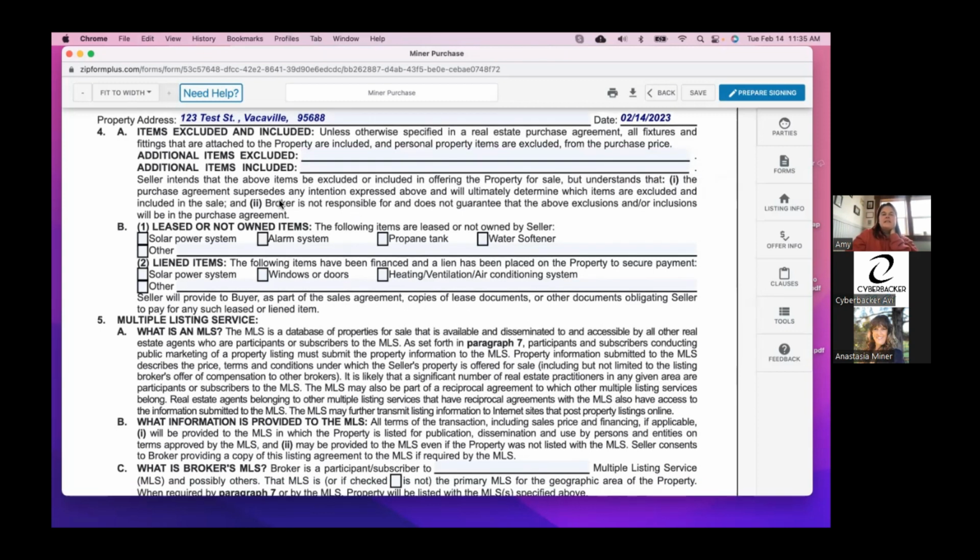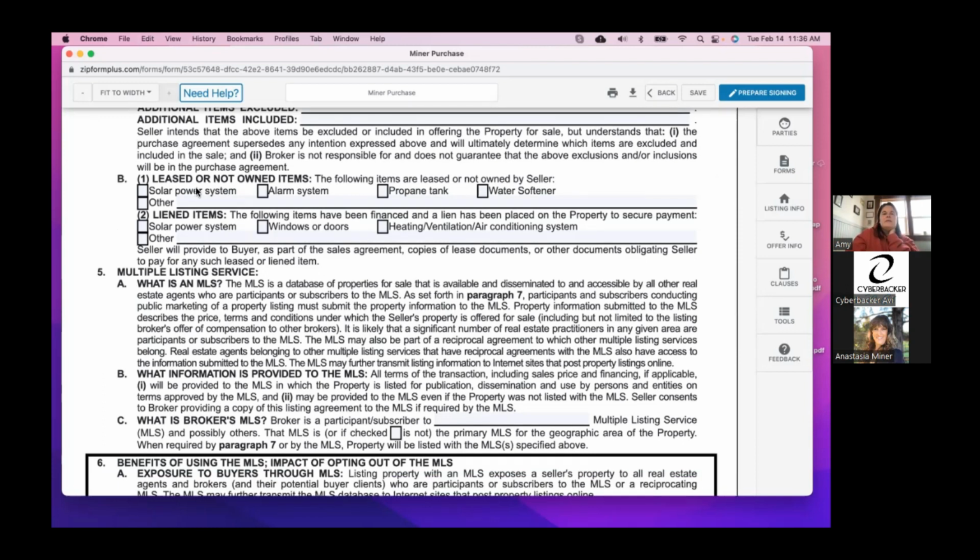Okay, seller intends that the above items be excluded or included in offering the property for sale, but understands that the purchase agreement supersedes any intention expressed above and will ultimately determine which items are excluded and included in the sale. And broker is not responsible for and does not guarantee the above exclusions or inclusions will be within the purchase agreement. Okay, that's why we always want to have a list, and we want to put it into our HomeLight listing management file, or in the MLS, of items included or items excluded from the purchase.